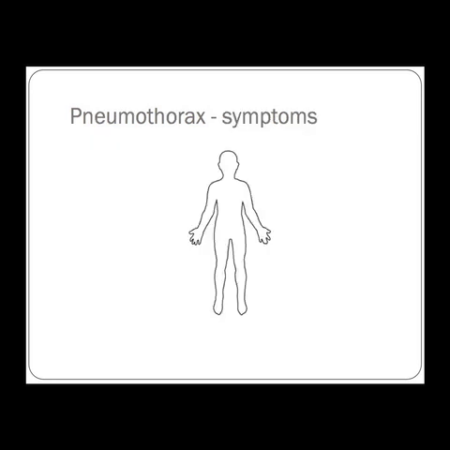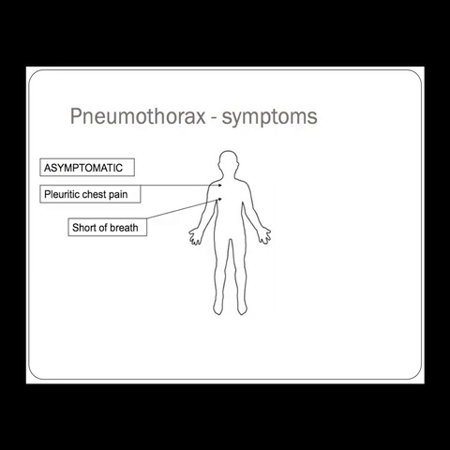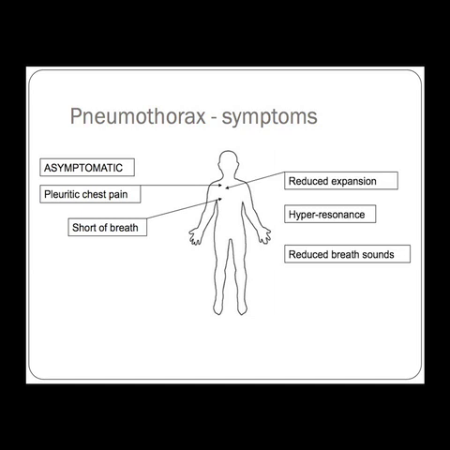So how will these patients normally present? Often the patient will present asymptomatically, and the diagnosis will be made incidentally on chest X-ray. However, sometimes the patient has also got symptoms of pleuritic chest pain and shortness of breath. But when we come to examine the patient, this is when the real signs are able to distinguish it from other lung disorders. So on inspection and palpation, we'll find that the patient has a reduced expansion on the side of the pneumothorax. When we go to percuss the patient, it will be found to be hyperresonant. And when we come to auscultate, there will often be reduced breath sounds on the side of the pneumothorax.